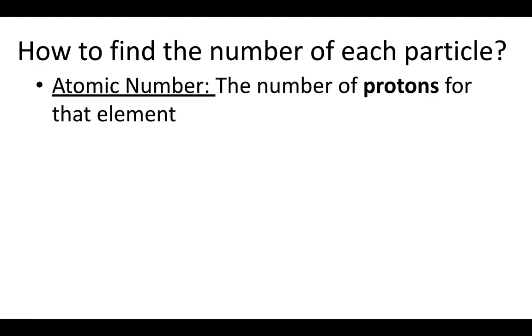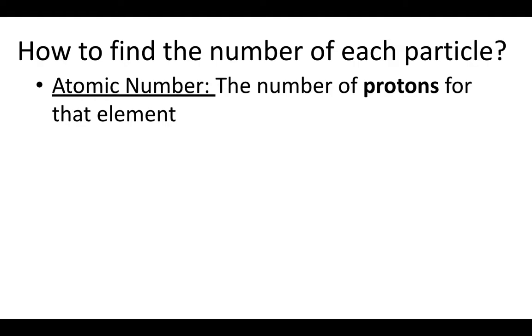For example, if we look at nitrogen, nitrogen has an atomic number of 7. If we change the atomic number, the number of protons changes, and we are no longer talking about nitrogen. Let's try another one. Take a minute and find magnesium on your periodic table.